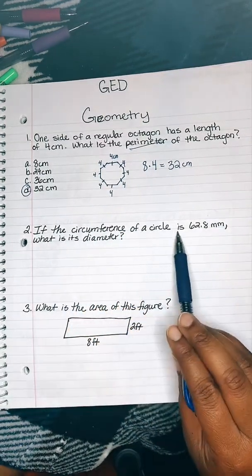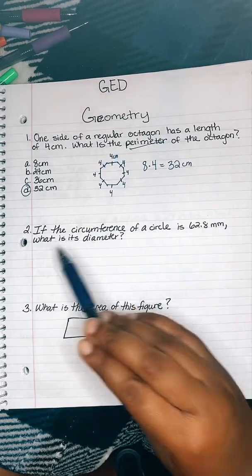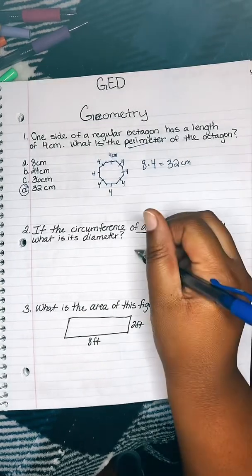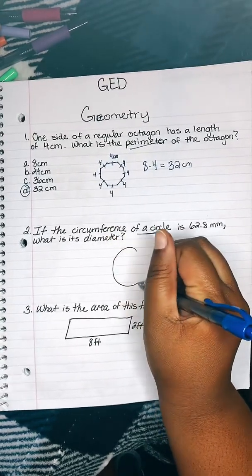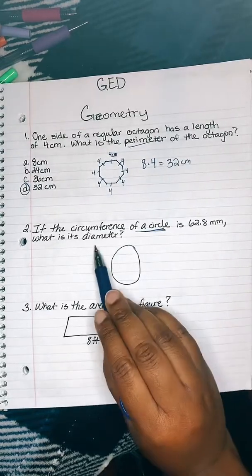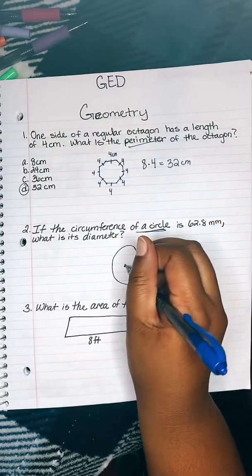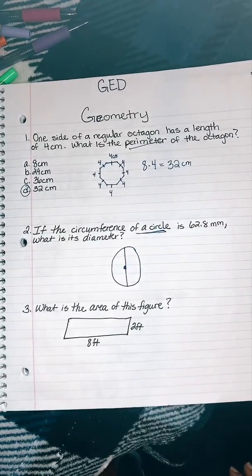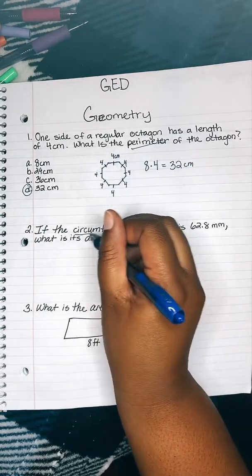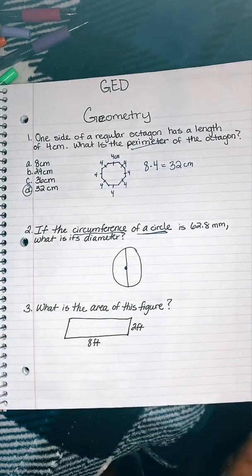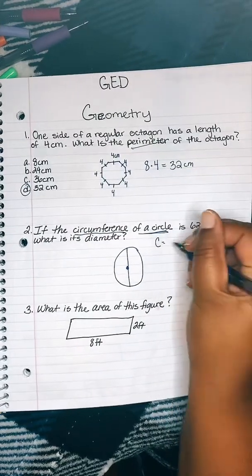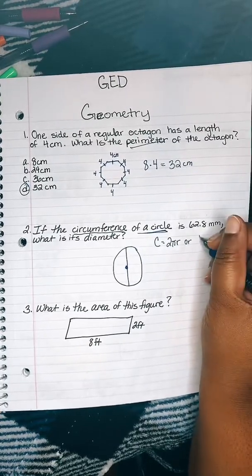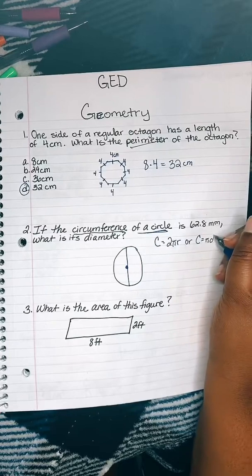So if the circumference of a circle is 62.8 millimeters, what is its diameter? Always draw the shape. So I'm going to draw a circle. Now, the diameter. Remember, the diameter is a line that goes straight through the center of the circle. Okay. So, remember I told you, if you see this word circumference, there's 2 formulas for a circle. It's either C equals 2 pi r or C equals pi times d.